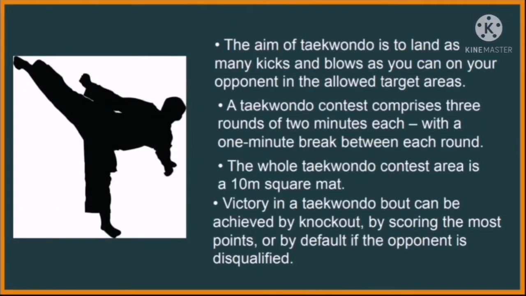In taekwondo, the aim is to land as many kicks and blows as you can on your opponent in the allowed target areas. A taekwondo contest comprises 3 rounds of 2 minutes each, with a 1-minute break between each round. The whole taekwondo contest area is a 10-meter square map. Victory in a taekwondo bout can be achieved by knockout, by scoring the most points, or by default if the opponent is disqualified.